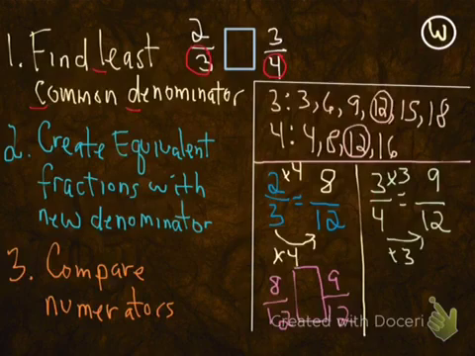Now we have to decide which is larger, 8/12 or 9/12. Again, in step 3, we're just comparing numerators. Once you have a common denominator, all you have to do is look at the numerator, and whichever numerator is bigger will be the larger fraction. So 9 is bigger than 8. Therefore, 9/12 is greater than 8/12. Okay, you can pause the video.